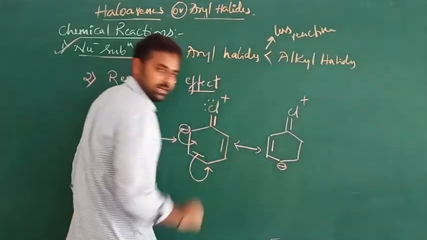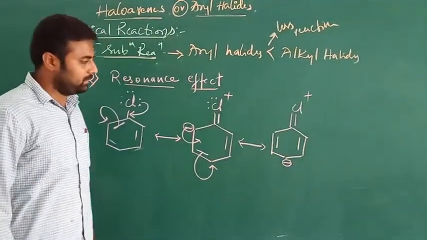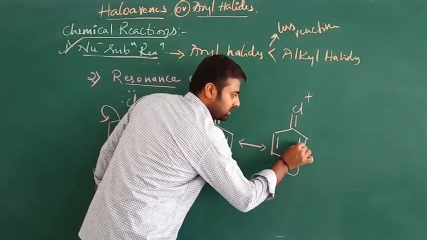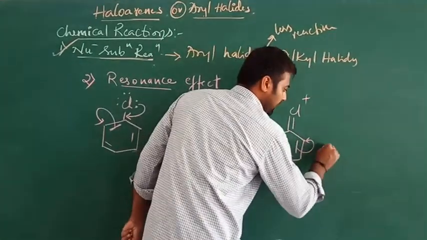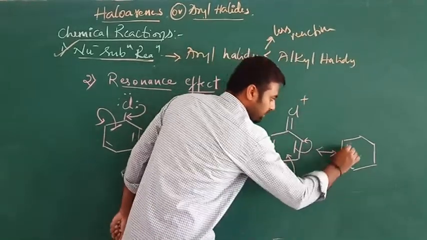This carbon has a negative charge, right? This is another structure, and again this pair of electrons will move to this position, and this pair of electrons will move to this position, and again it will give another resonance structure, right? That will be like this.